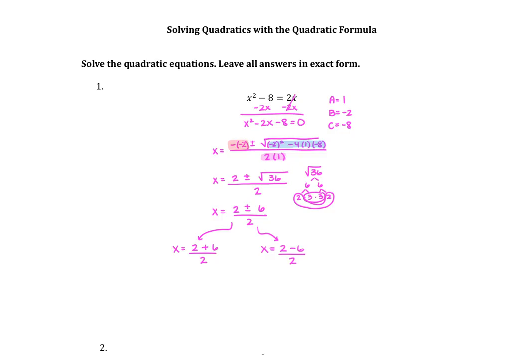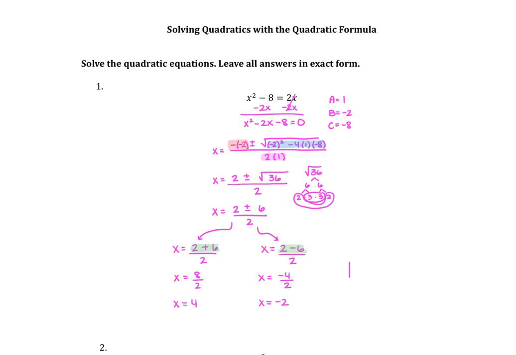So if I look at this, 2 plus 6, that will give me 8. And 8 divided by 2 would give me 4. On the other side, I would do 2 minus 6, which will give me -4. And divided by 2 would give me -2. So this tells me I have 2 solutions at +4 and -2.